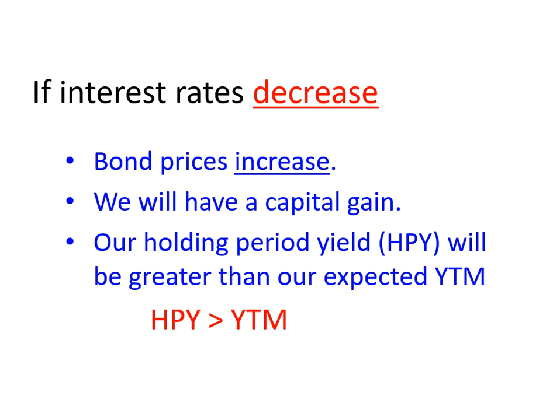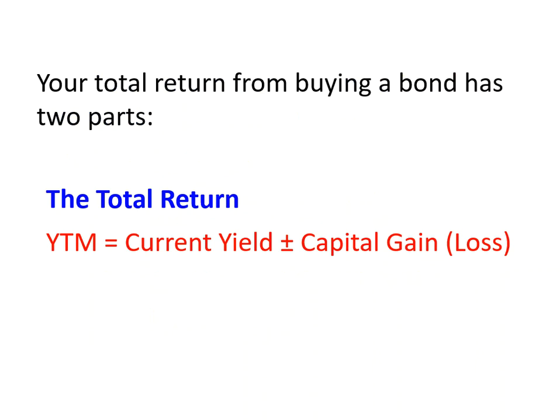Again, work through the Excel worksheet, try some different changes in bond prices and changes in interest rates, and see how our total return is made up of two components, the current yield and our expected capital gain or loss. And if interest rates go up, we will have an unexpected capital loss and a lower than anticipated holding period return. And of course, if interest rates go down, bond prices will go up, resulting in a gain and a higher than expected holding period return.